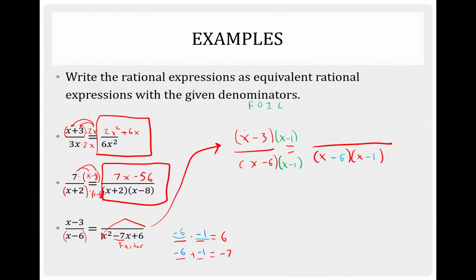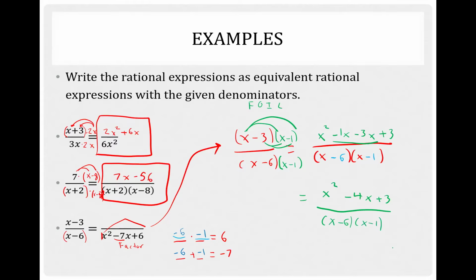X times x is x squared. X times negative 1 is minus 1x. Negative 3 times x is minus 3x. Negative 3 times negative 1 is a positive 3. And when you combine the like terms in the middle, you get x squared minus 4x plus 3 on the top, and the bottom stays the same, x minus 6 times x minus 1.